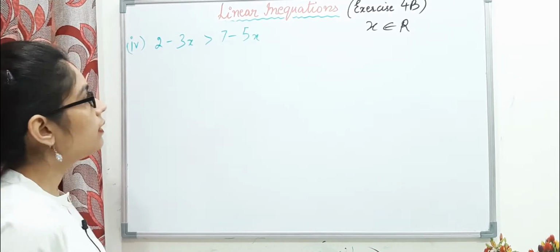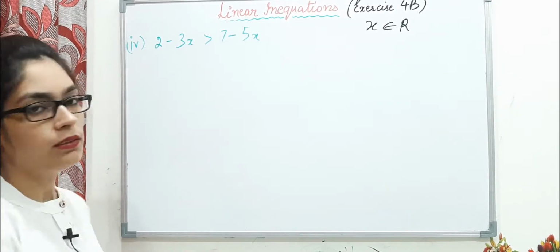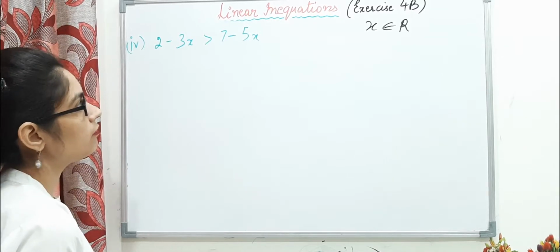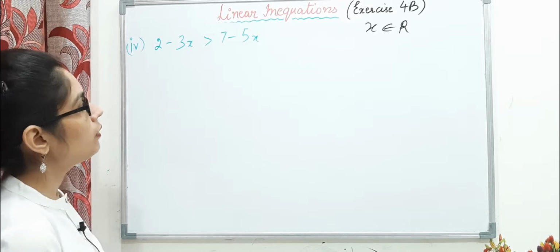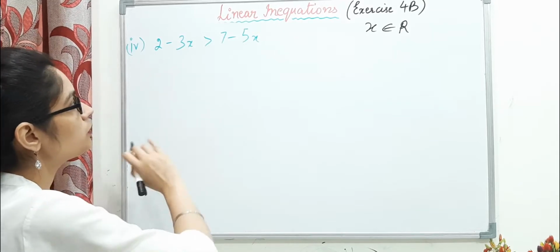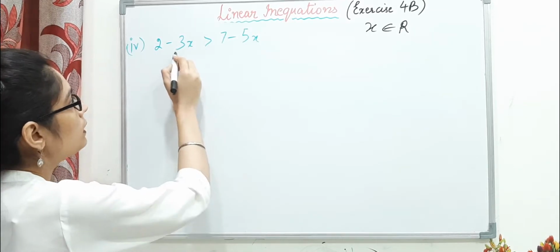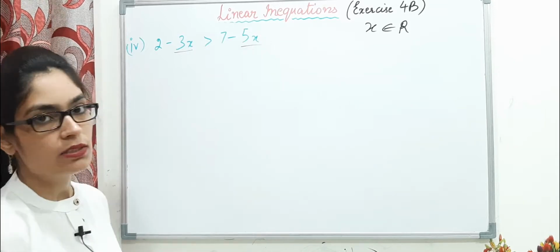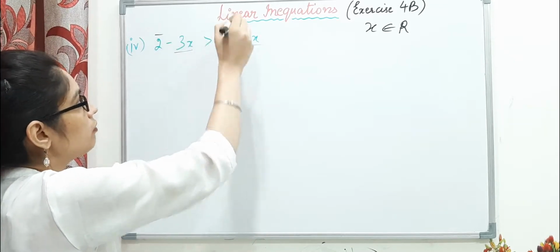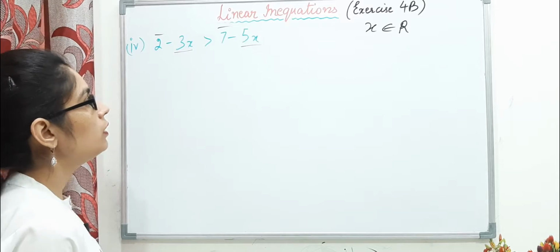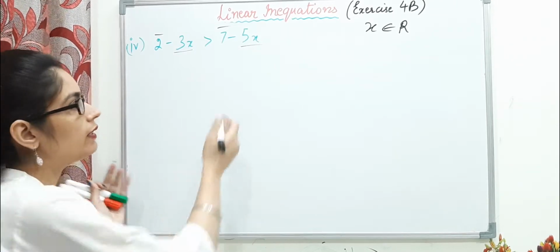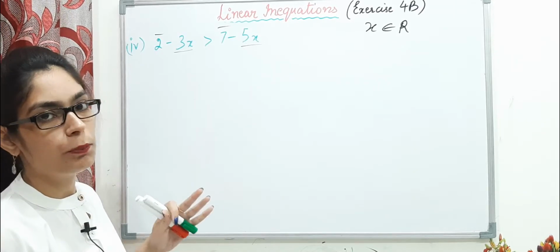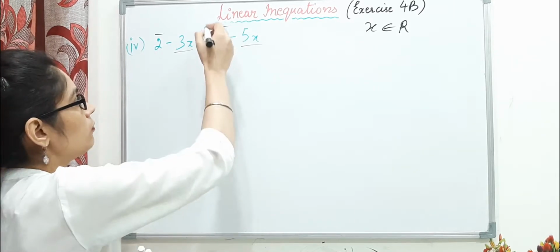In the fourth part it's given 2 minus 3x greater than 7 minus 5x. So in the same way we will find the value of x, then we can plot it on the number line. So like terms we can write together, -3x and -5x, these two are like terms, then 2 and 7, these two are like terms. So always try to shift the bigger term to the opposite side if the term is negative, so that you don't have to make any changes in the sign of inequality.